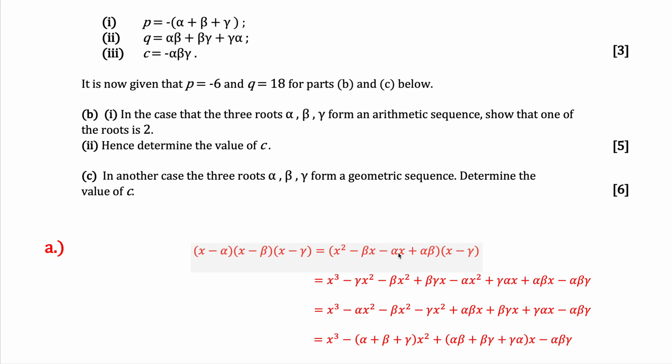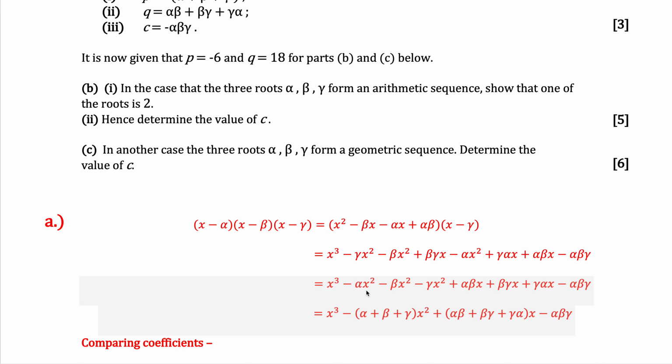Then minus alpha x times x is minus alpha x squared, minus alpha x times minus gamma is positive gamma alpha x, and then alpha beta times x is positive alpha beta x, and alpha beta times negative gamma is negative alpha beta gamma. So from here I have written the like terms together, and in the next step I have factorized negative x squared from this expression, so we're left with this, and from this expression I have factorized x and I have left this as it is.